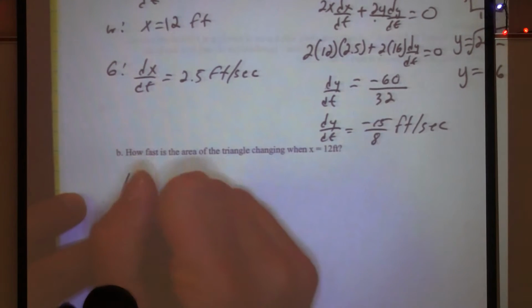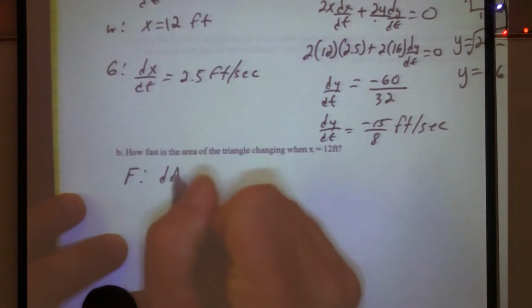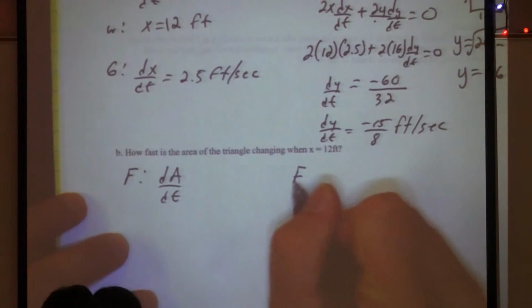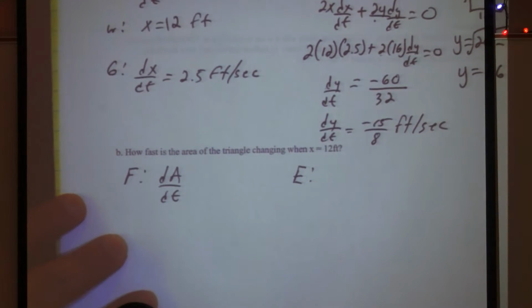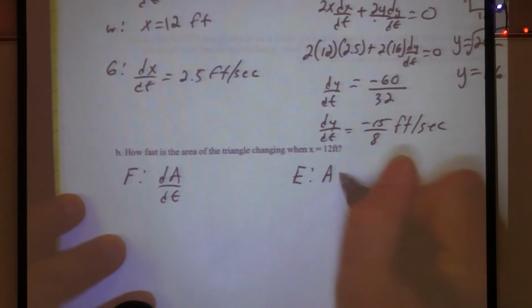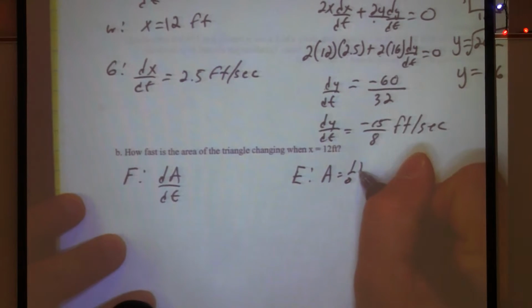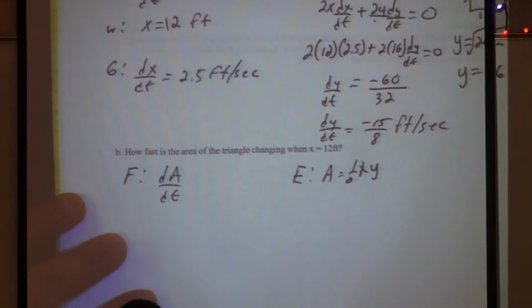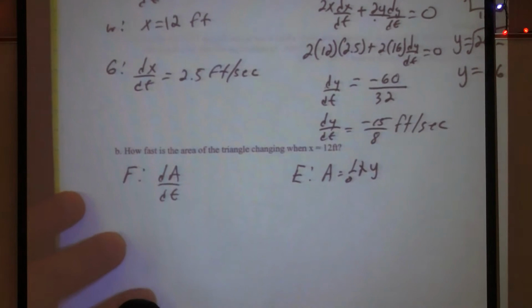The dA/dt, right? So the rate of change of the area. So I'm going to skip all the other stuff and go straight to the equation. What would be the equation for area of a triangle? 1/2. In this case, xy, right? But it would be 1/2 bh if we labeled it as bh.